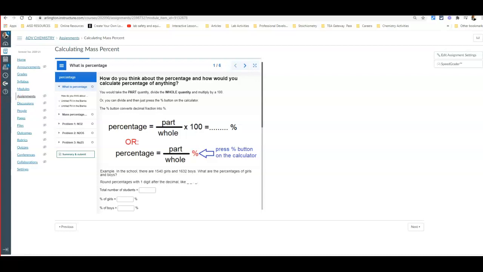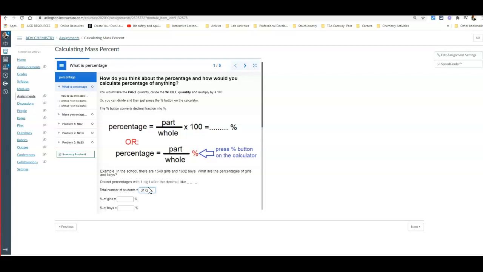That's the total number. That's what goes in here. So in this case, it's going to be 3172. When you add the number of boys to the number of girls, you get 3172. Now, if you want to find the percentage of girls, you're going to divide the total number of girls, which is 1540, by the total number of students, which is 3172. And then you multiply that by 100.